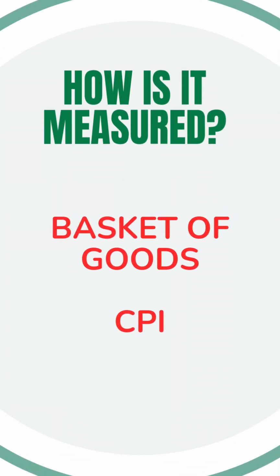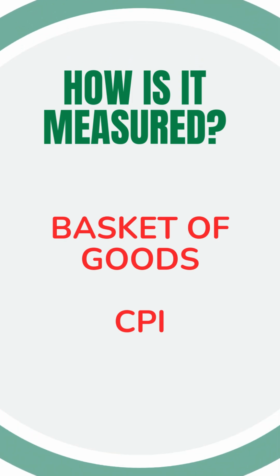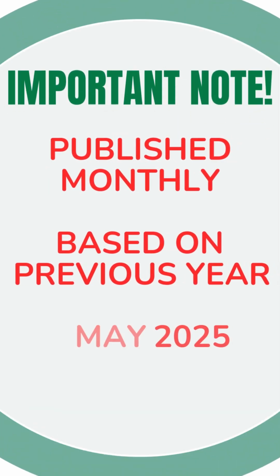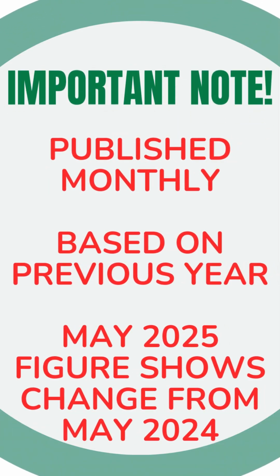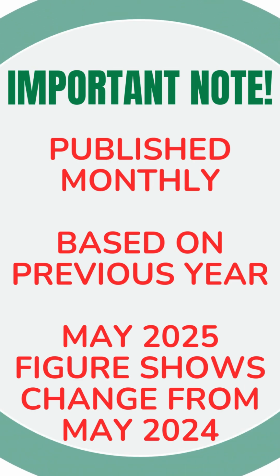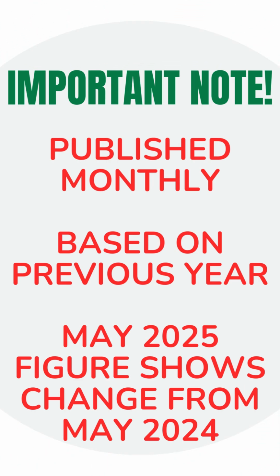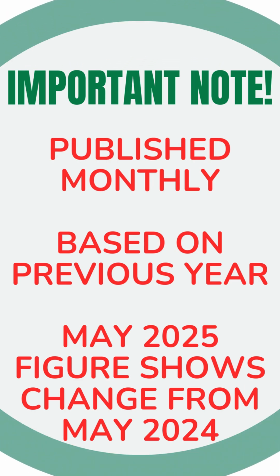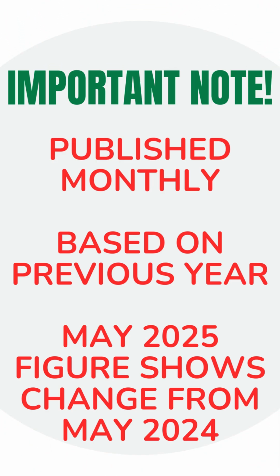How's it measured? Using a basket of goods where people check prices on popular products every month, which gives them a weighted index. CPI, or the Consumer Prices Index, is the most commonly used. Changes in the index from year to year are then published every month. It's important to note that although inflation figures are published monthly, they're based on the previous year and not the previous month. So May 2025 inflation shows the increase in average, that's the word again, average, prices from May 2024 and not April 2025.